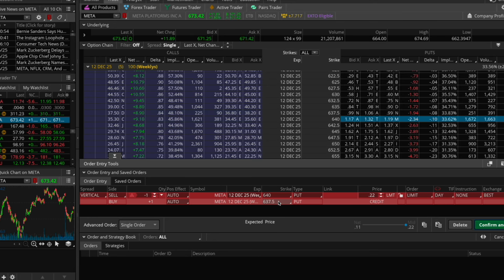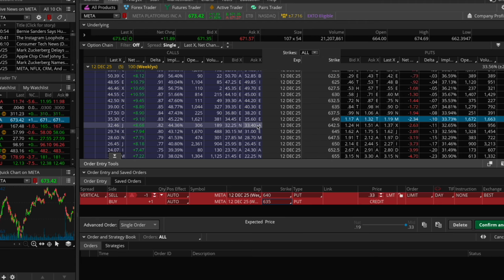And then I can change this just like before. And let's change this to 635. So in this scenario, it's a $500 maximum loss and it's a $33 credit to our account. Now, if META trades and closes above $640, well, I get to keep that whole $33. Again, I would want to liquidate both legs prior to the expiration.